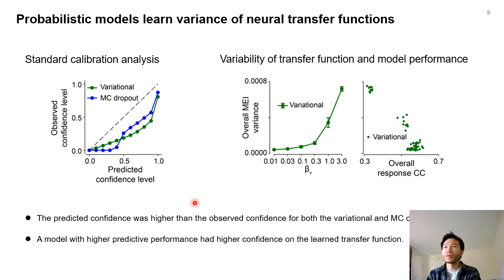Next, we examine whether there's a relation between variability of the transfer function and the model performance. Here, when we increase the beta v, we observe an increase of the MEI variance. With this increase, we see that the correlation drops. So it is a negative correlation between the MEI variance and the response CC. Therefore, a model with higher predictive performance had higher confidence on the learned transfer function.